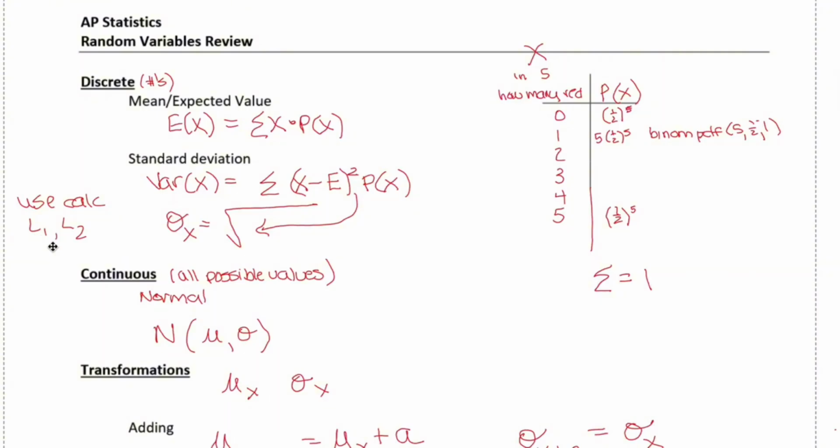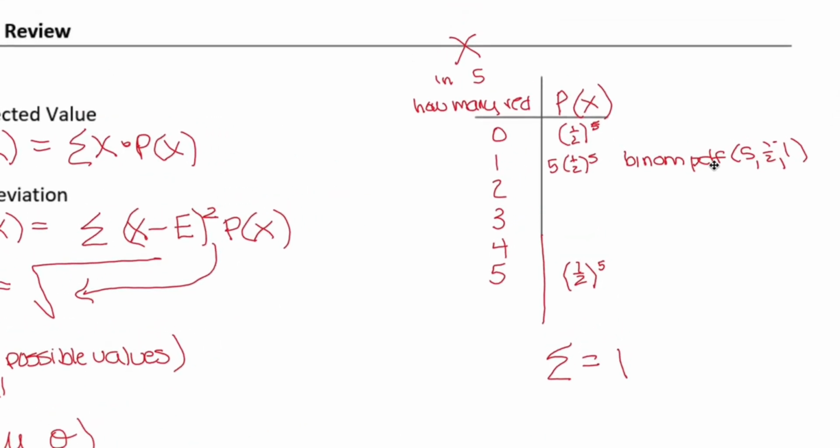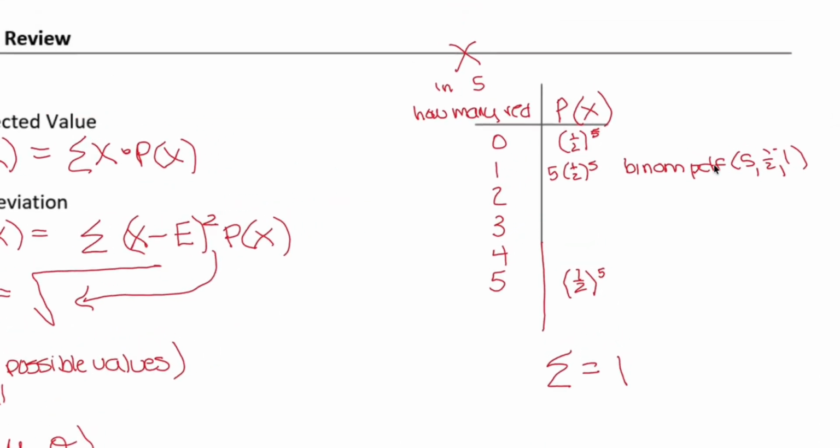You're just going to put the values into L1 and L2. L1 will be your original values, and L2 will be the frequency of those values. Okay, so here is a quick example of those different probabilities. For example, x in this case is going to be in 5, or how many red.